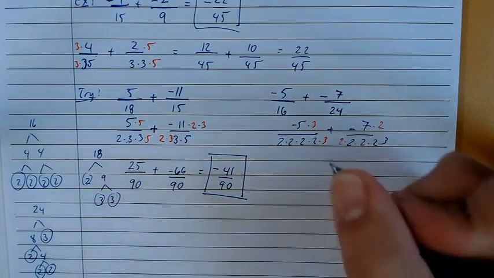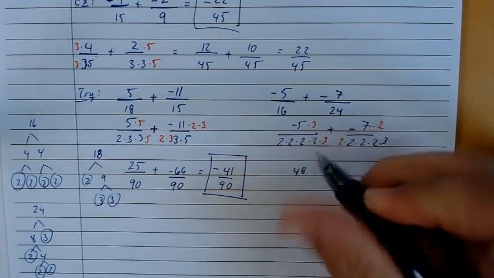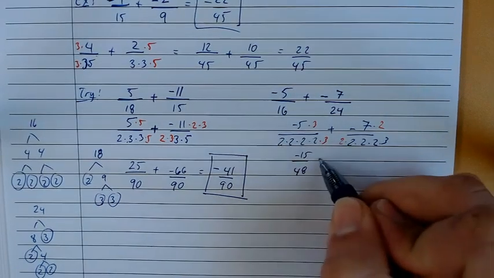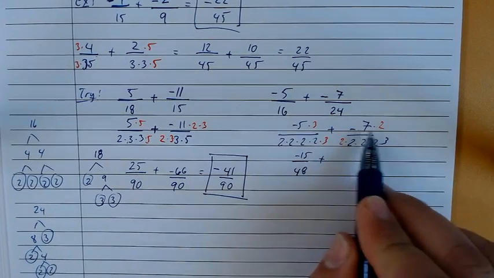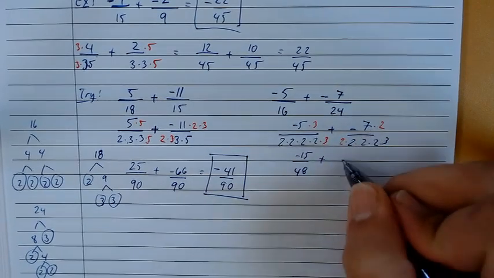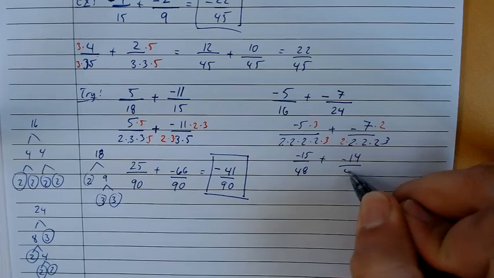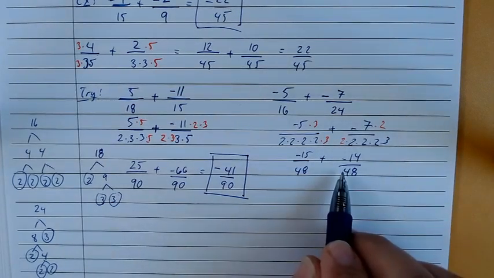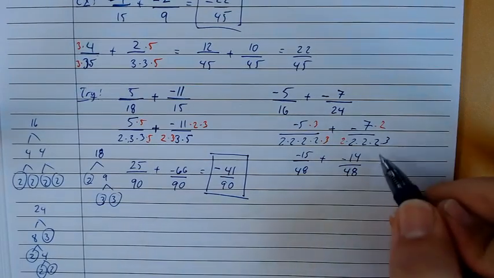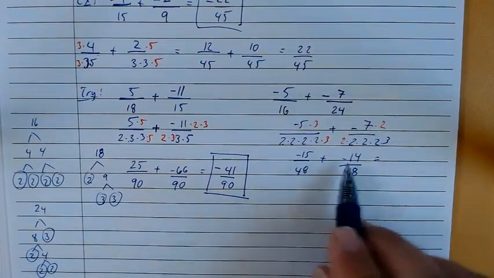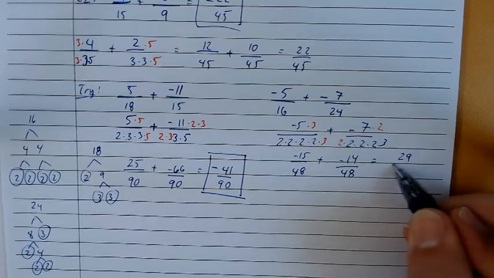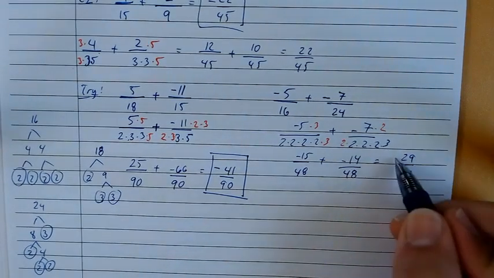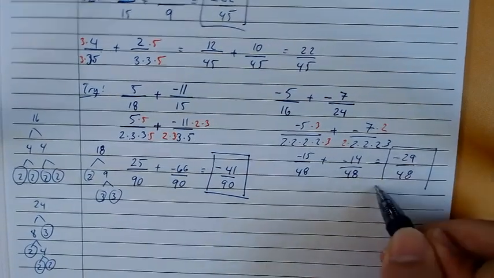So this gives us negative 5 times 3, that's negative 15 over 48, plus negative 7 times 2, that's negative 14 over 48. And when you add two numbers that have the same sign, we're going to go ahead and add them together. 15 and 14 make 29. But then you keep the sign that you started with. Since they're both negative, your answer is going to be negative. Just like that.